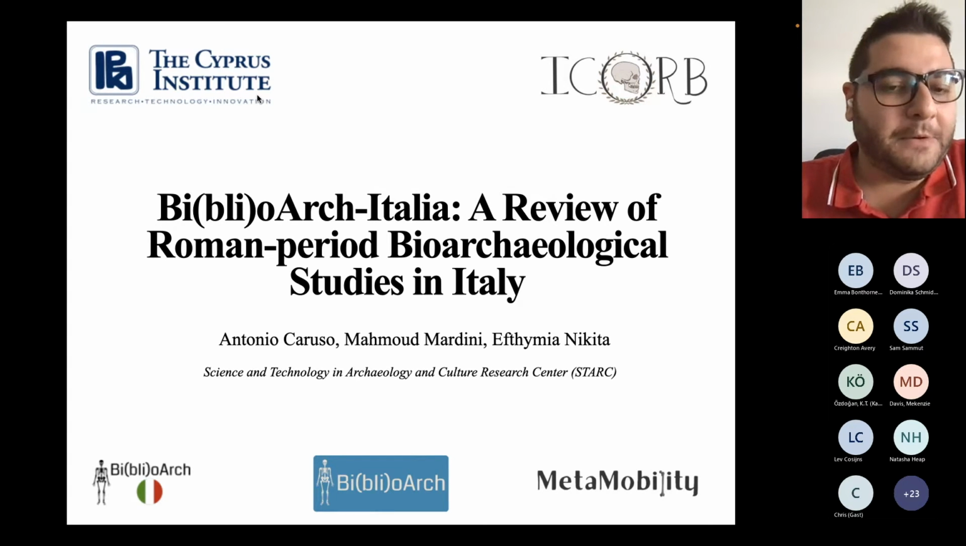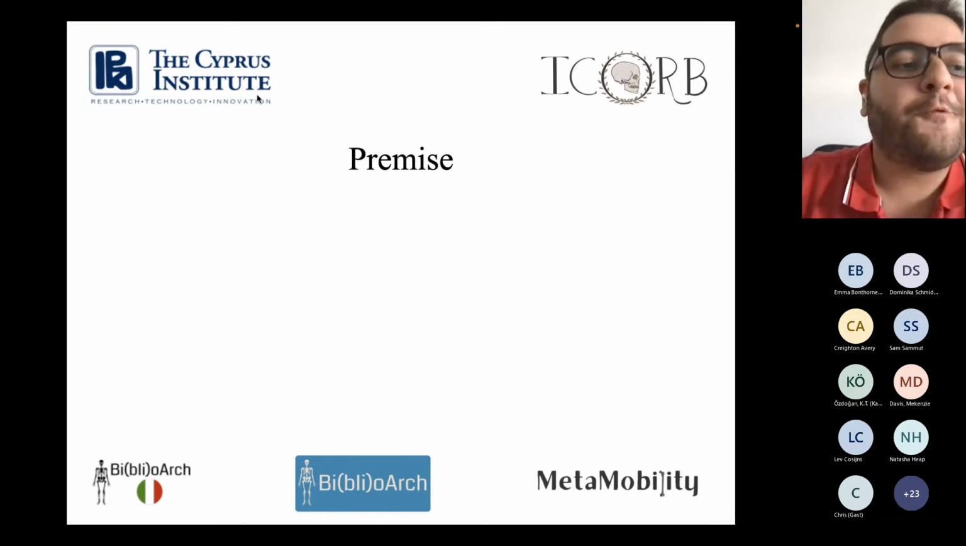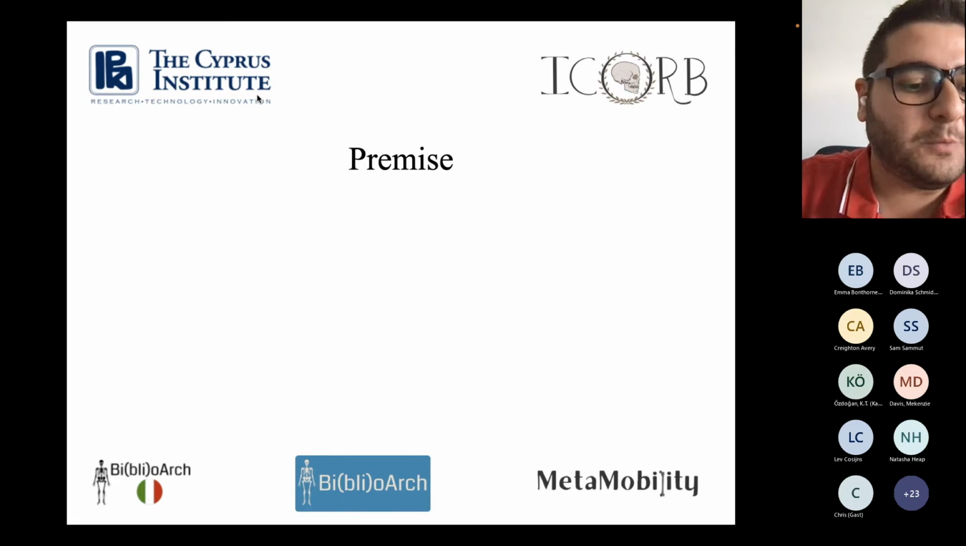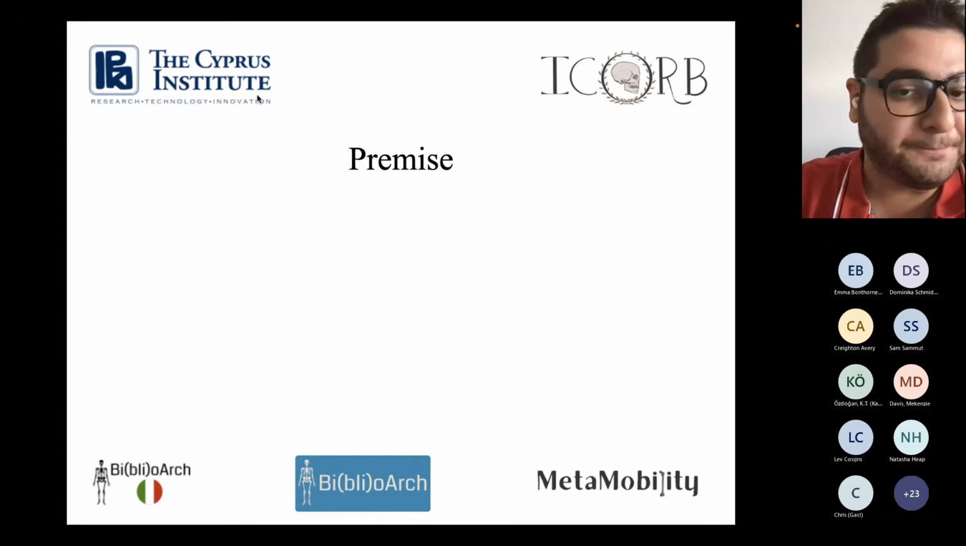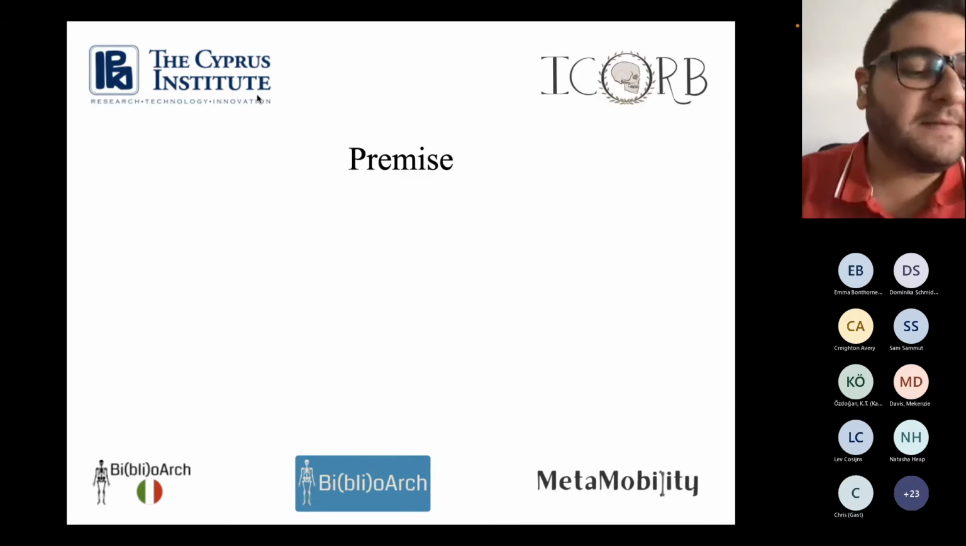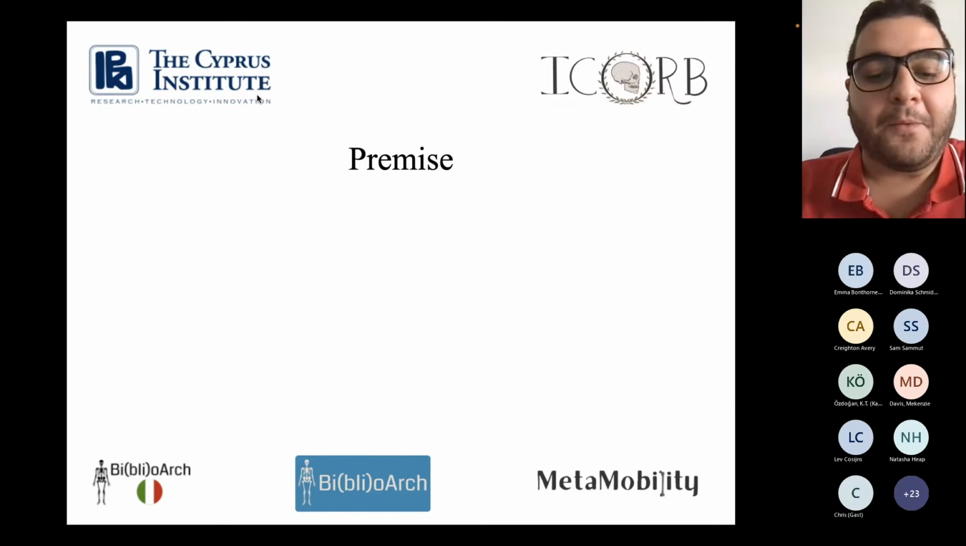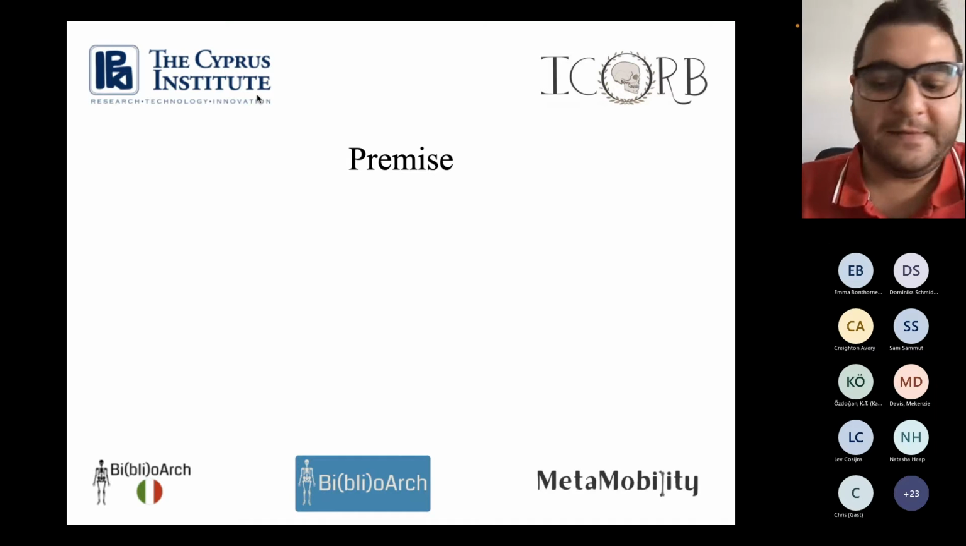Now let's start with Biblioarch-Italia, which is basically an open access bibliographic database for human bioarchaeological studies, which means that it only includes studies on human remains, and it doesn't include studies on funerary and mortuary archaeology only. So we know what is Biblioarch, but why do we need it? And this is, I believe, the most important question.